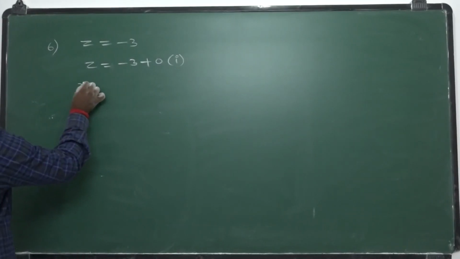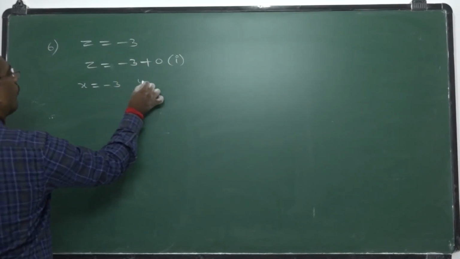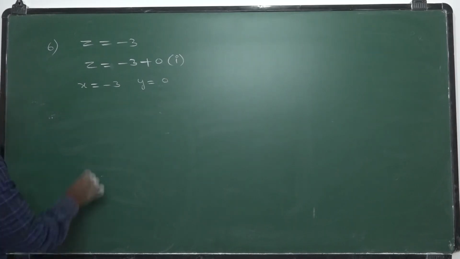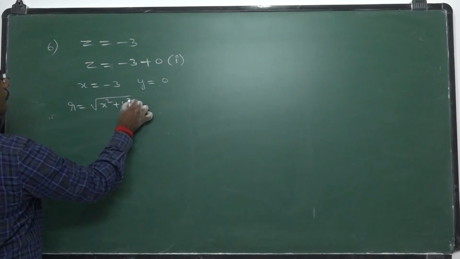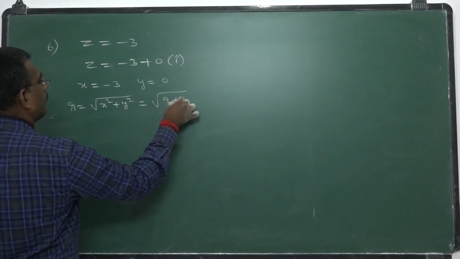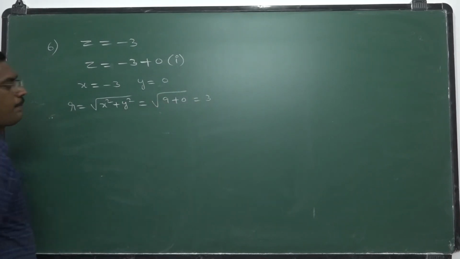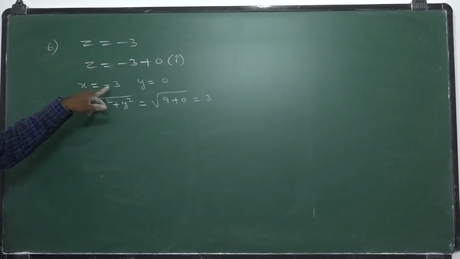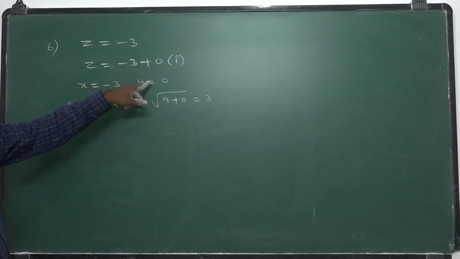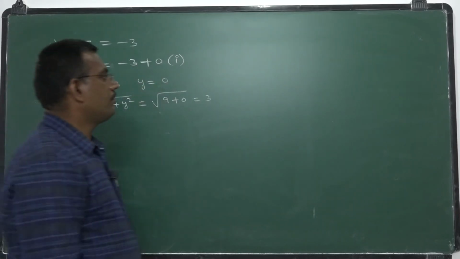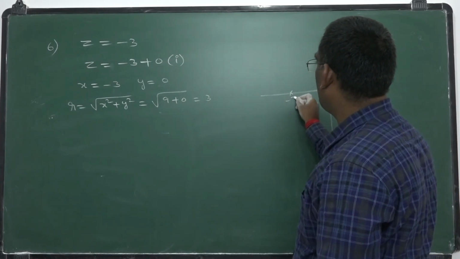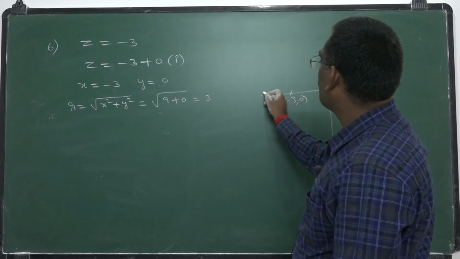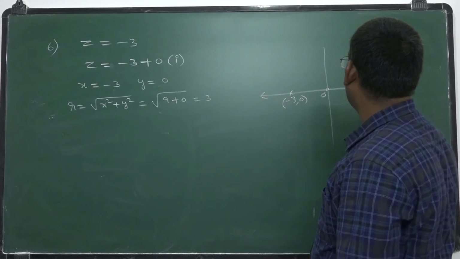So here x equals minus 3 and y is equal to 0. First find the r value. r is nothing but root of x square plus y square, which is equal to root of 9 plus 0, that is equal to 3. Clearly x is a negative value, x equals minus 3, and the y coordinate is 0. So clearly z lies on the negative x axis, minus 3 comma 0.